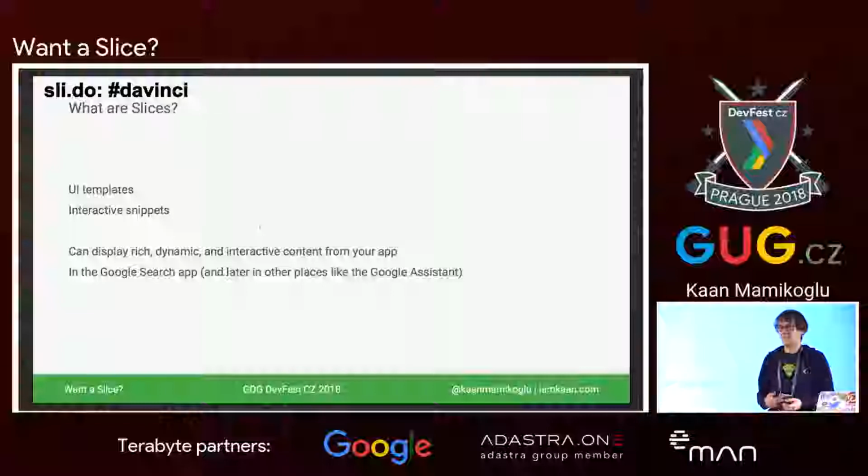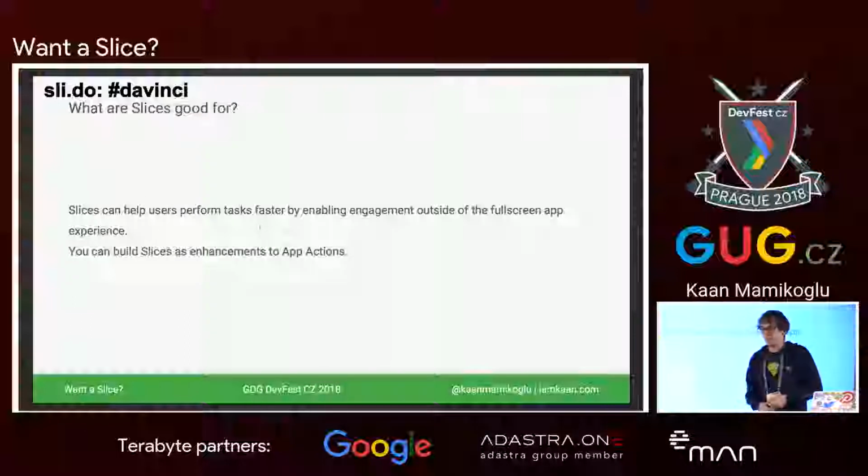You can display rich dynamic content in a slice, and you can also interact with your users. That part is quite important in this case. The first example was again Google search. When someone searches for information that's relevant to your app, that your app can display, then that's where it can show up. In the future, they are also planning to add it to Google Assistant.